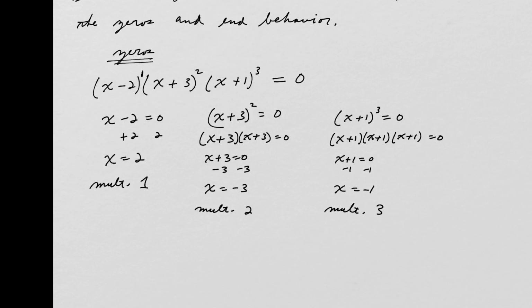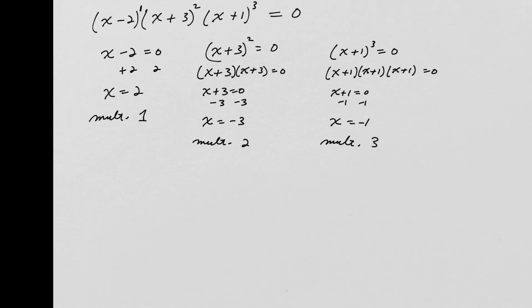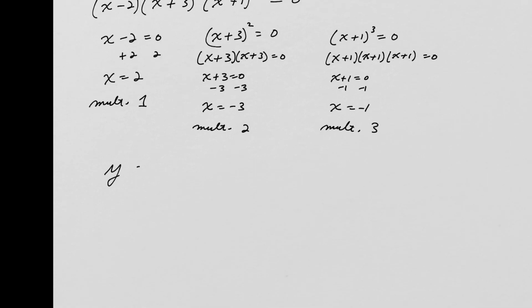Okay, now, so those are the zeros, right? Or the roots. How do I find the end behavior? Well, the end behavior only depends on the leading term, right? And notice here, if we expand out, here, I'll write it down on the bottom again. So I have y is equal to x minus 2 times x plus 3 squared times x plus 1 cubed.